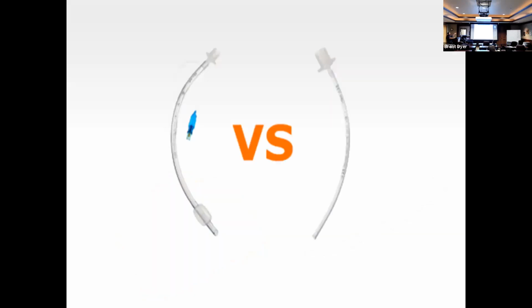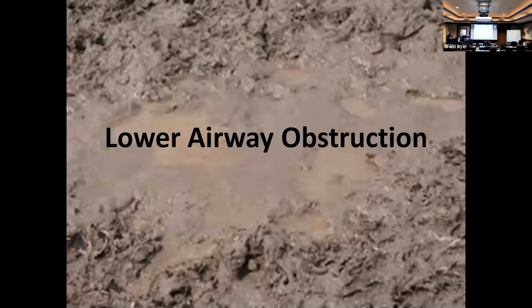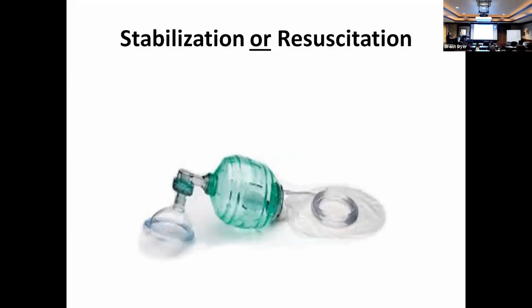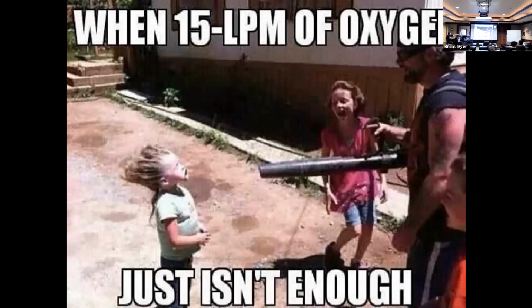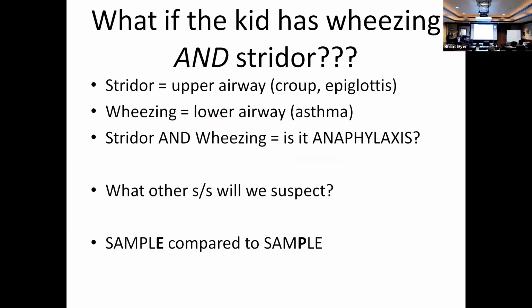But anyhow, cuffed versus uncuffed tubes, that's going to be cuffed tubes with the exception of neonates, according to the registry. Lower airway obstruction. Are they in distress, or has the asthma put them in failure? If they're in failure, you need this, just like you would in arrest. All righty. When 15 liters of oxygen just ain't enough. So if it's stridor and it's wheezing together, that's probably anaphylaxis when you've got both of them.